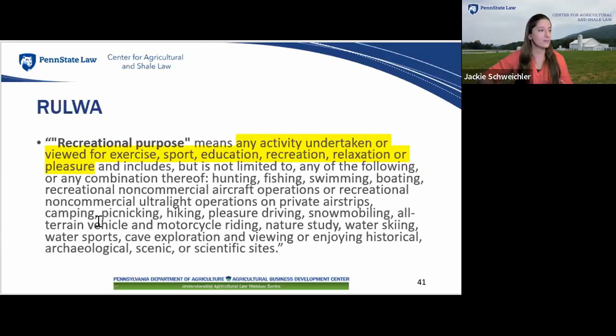So just inviting people onto your property, it's very, very broad. So there's a good chance that, depending on what you're having people do, it might be covered by RULWA, which is really interesting. So it includes a lot of things. But again, if you want to read through this, slides are available on the website.